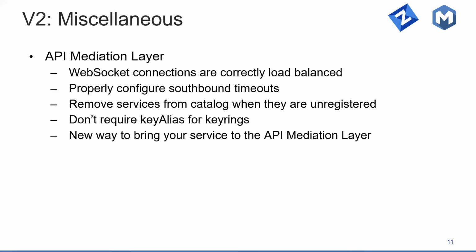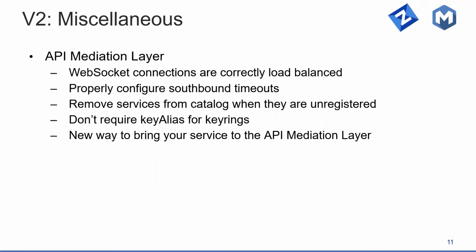And then there are a few other minor things that we are introducing with V2. I already mentioned the WebSocket connections that are correctly load balanced. We provide the proper configuration for the southbound timeout. So if the services that we are routing to are not working anymore or are taking too long for something, we can time out properly even if the services don't do it on their own. We properly remove the services from the API catalog when they are removed. So if you shut down the service and provide a new version, you will properly see just the new version.